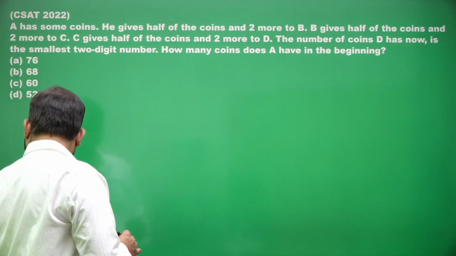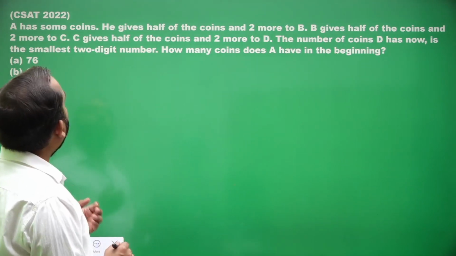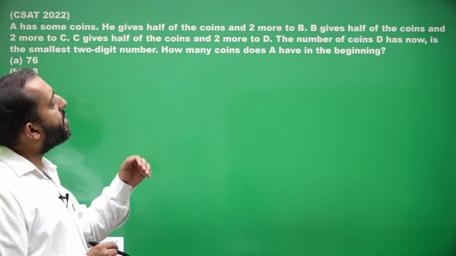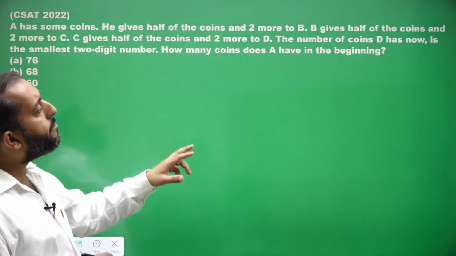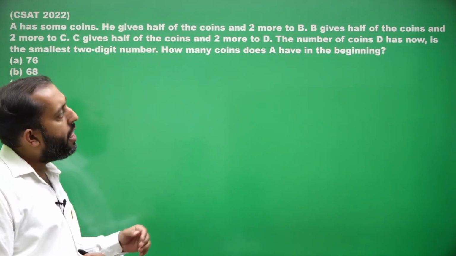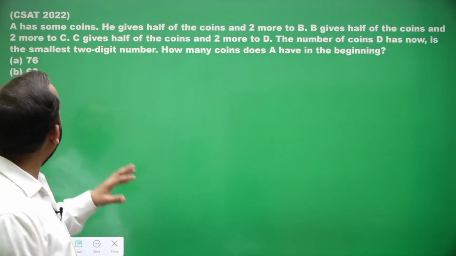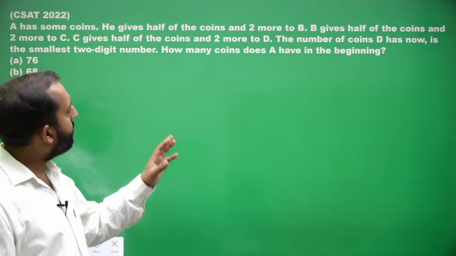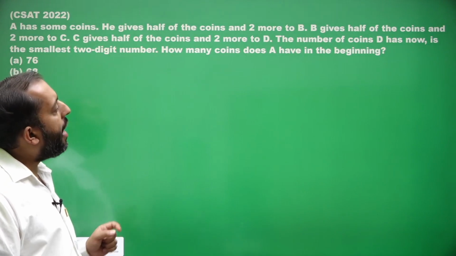This says A has some coins. He gives half of the coins and two more to B. B gives half of the coins and two more to C. C gives half of the coins and two more to D. The number of coins D has now is the smallest two-digit number. How many coins does A have in the beginning?